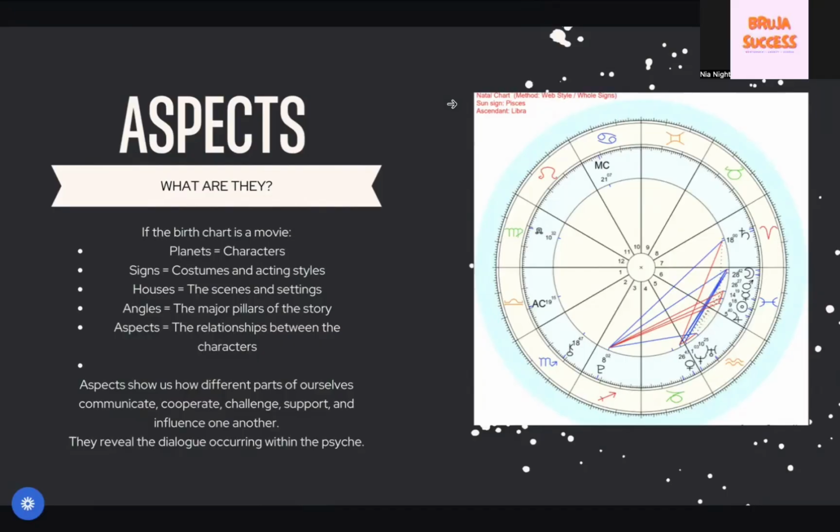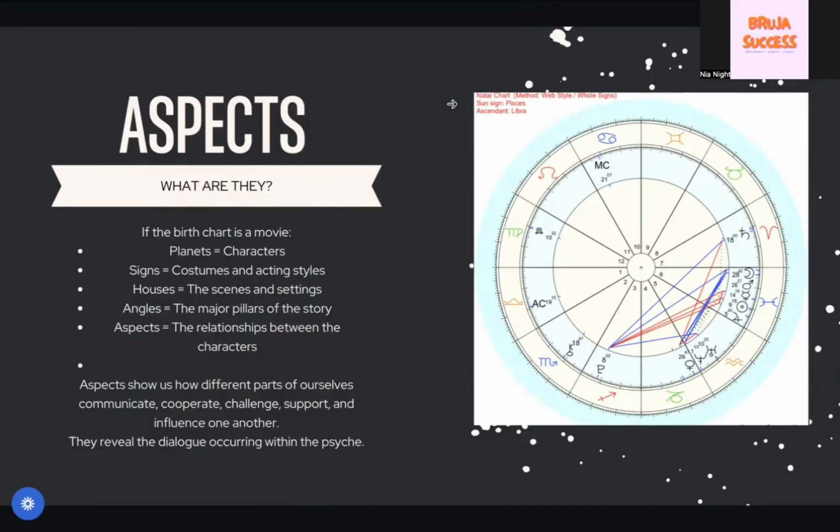So, aspects tell you the interactions, right? Are people working well together? Are the planets constantly challenging one another? Are the planets supporting each other? Or is there tension and they need to learn how to cooperate? We can see that by looking at the aspects. This is where astrology becomes incredibly personal, and this is where it becomes a mirror of your psyche.